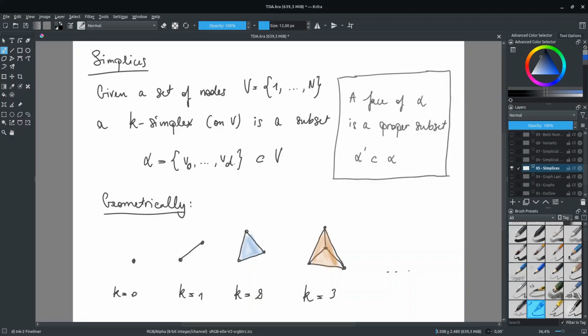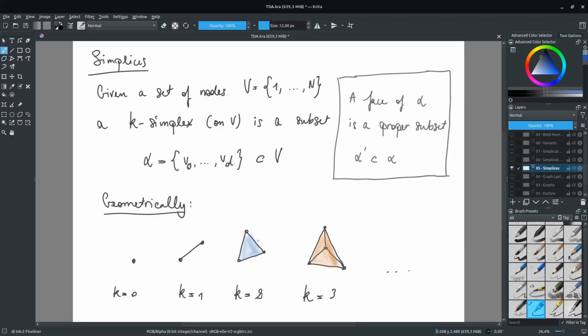So for example, if k is equal to 0, I only have one element in my set, and so that's just a point. If k is equal to 1, then I have two elements, because I started at 0, so weird conventions, but you'll see why. Then I have what we recognize as an edge from graphs. So this would be a one-simplex, and then a two-simplex: I have three nodes, and they form a triangle, and the triangle is filled, and so on.